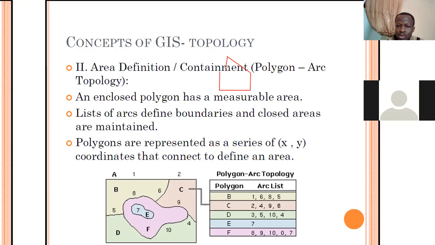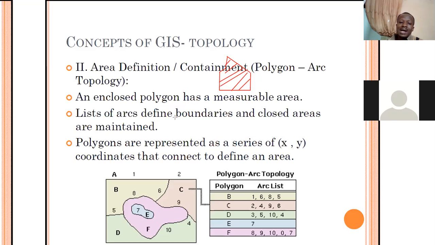Mathematically, the lines will have to meet. All the lines have to enclose like this. Then we are ready to go, and we can now say, okay, find the area of this. So that is the area definition, or the polygon-arc topology.